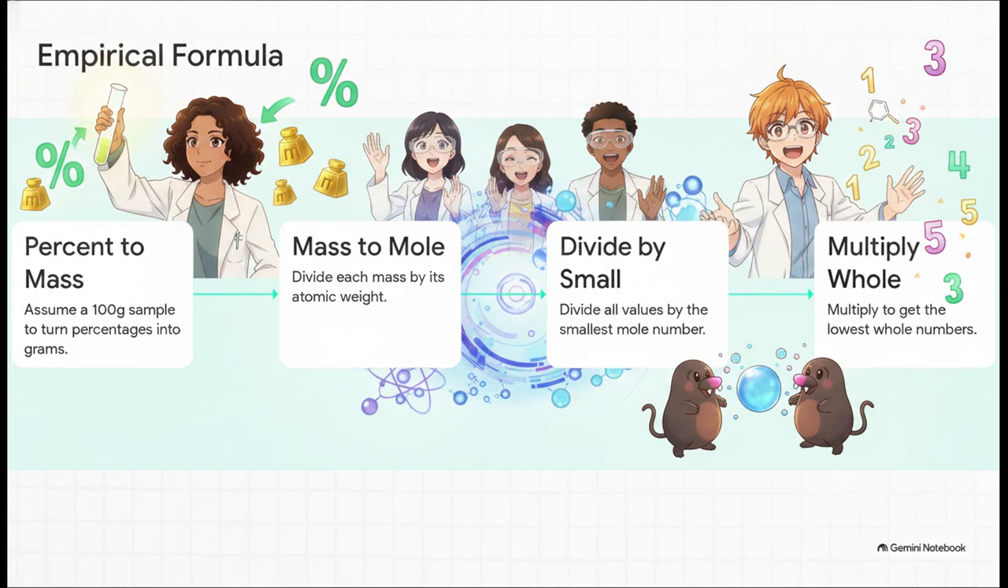To pull that off, we use a classic, 4-step code-breaking rhyme. Honestly, every chemistry student should have this echoing in their minds. Ready? 1. Percent to mass. 2. Mass to mole. 3. Divide by small. 4. Multiply till whole. This magical little poem is exactly how we transform those messy percentages into a clean, simple, empirical formula.